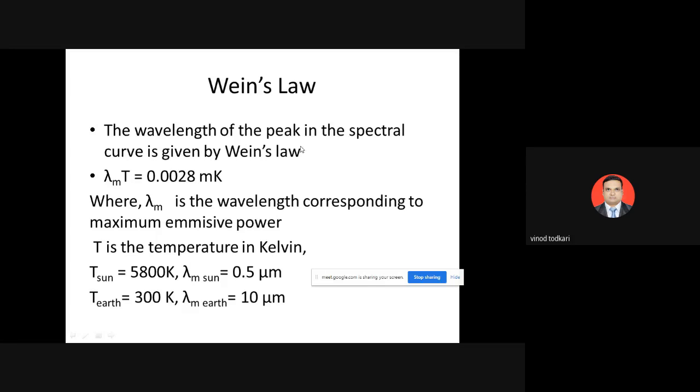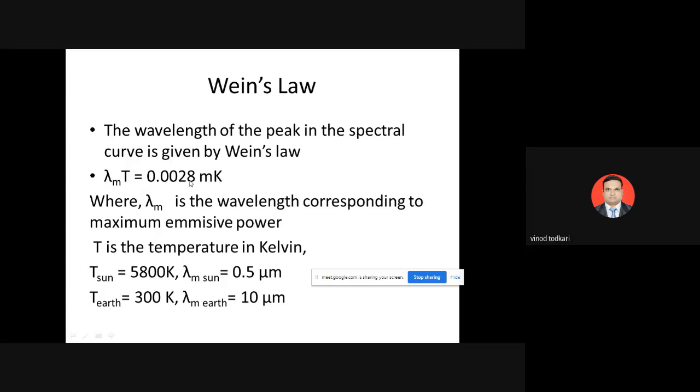So the wavelength of the peak in the spectral curve given by Wien's law is this: lambda m into T is equal to 0.0028. Right? So this is Wien's displacement law. It gives a relation between the wavelength corresponding to maximum monochromatic emissive power and absolute temperature. Tell me, is it clear to you? Lambda m into T is equal to 0.0028.